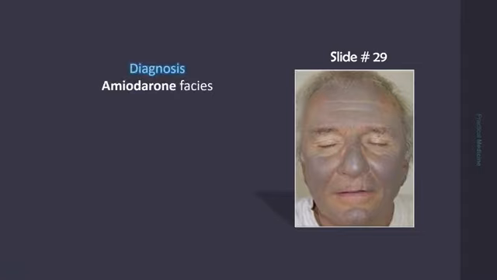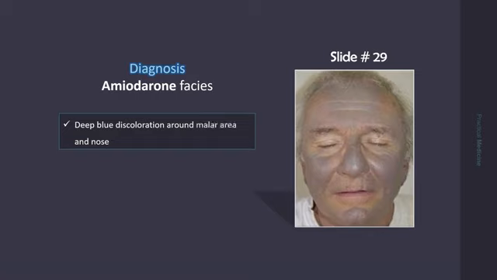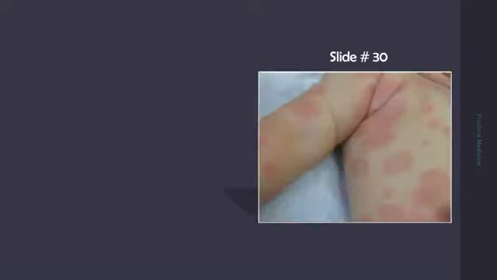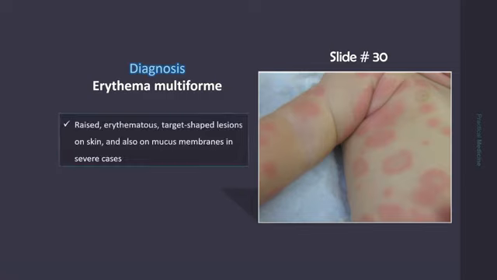This discoloration is due to amiodarone use. It is a deep blue discoloration around malar area and nose. And this is erythema multiforme. It is characterized by raised, erythematous, target-shaped lesions on skin. The lesions may also occur on mucous membranes in more severe cases.